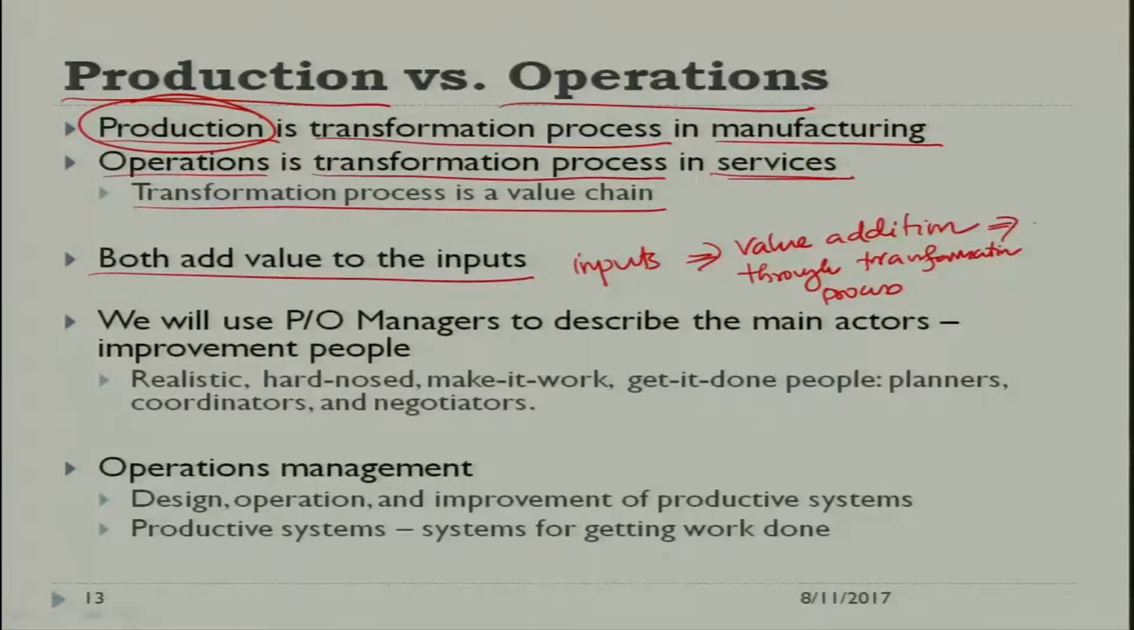Then you get what we call outputs. When this output is a good or a finally finished good, then that is called manufacturing or production, and when it is a service, it becomes operations. Typically the people who look into these kinds of things are called production or operations managers, sometimes known as PO managers.